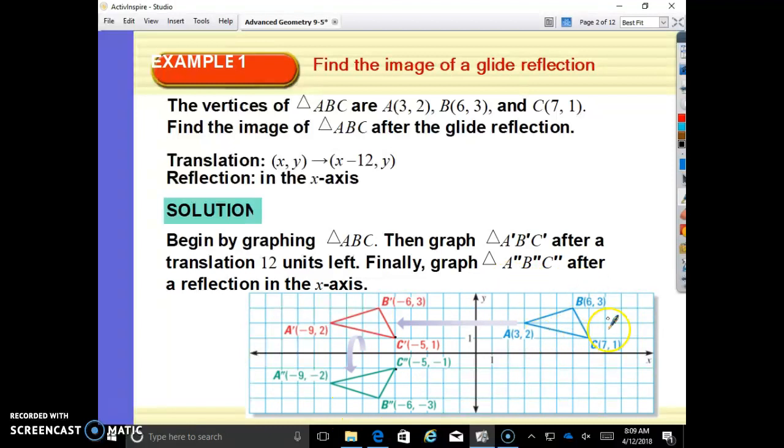So we have our pre-image, our original. After we translate it to the left 12, we have our image, which is our prime. And then our image of our image, after we reflect it over the x-axis, is our double prime. The image of the image. So we have our pre-image, we have our image, and then we have the image of the image, which is our double prime.